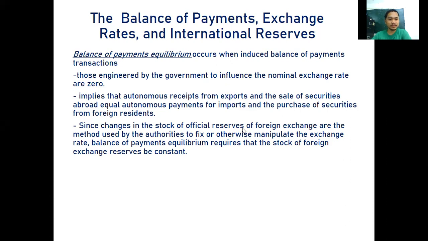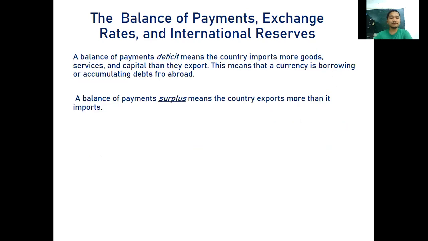Okay, since changes in the stock of official reserves of foreign exchange are the method used by the authorities to fix it. So balance of payments deficit, it means that the country imports more goods, services, and capital. Matawag ang balance of payment mahimong deficit o ang country mo import og daghan nga goods and services and the capital than the export. So this means that the country is borrowing or accumulating debts from abroad.